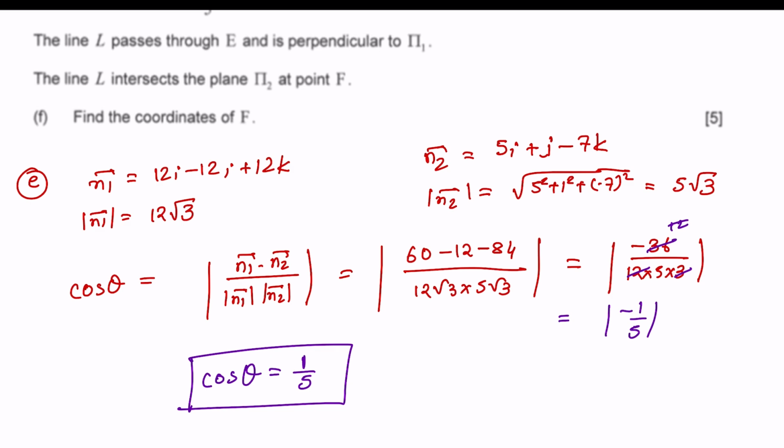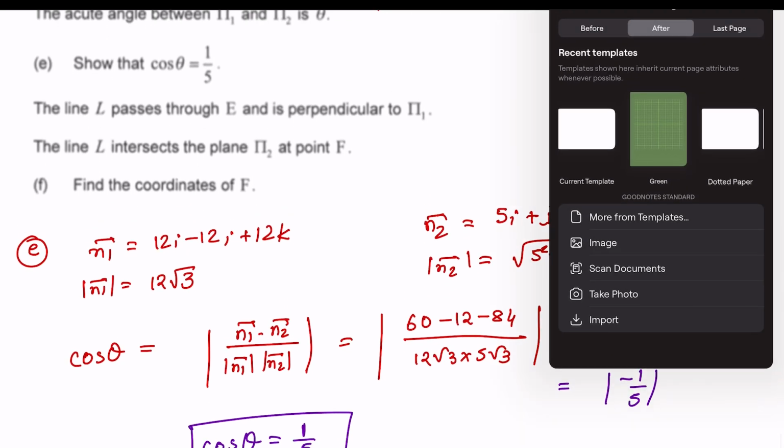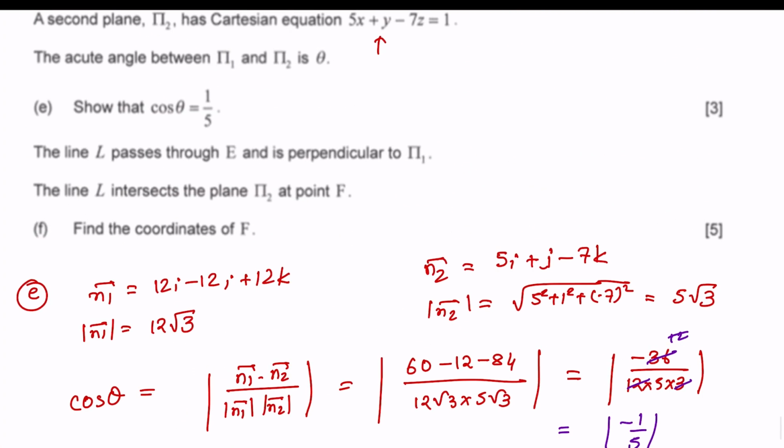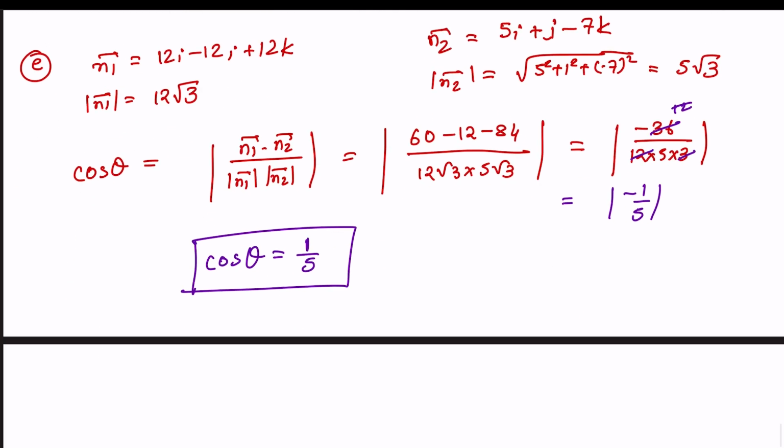Done. And that's how we have verified that cos theta is 1 over 5. Now the next one. There's a line L that passes through E and is perpendicular to pi 1. The line L intersects the plane pi 2 at point F. Find the coordinates of F. You can just find the equation of line L and then solve for L and pi 2.